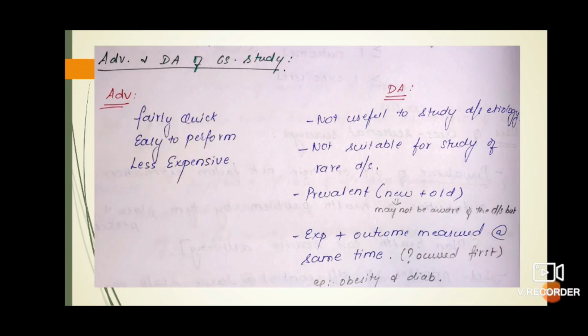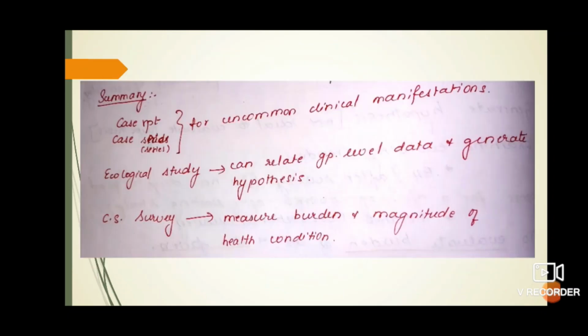That is a disadvantage. And we are measuring both exposure and outcome at the same time, and so we will not be able to find out which had occurred first and which had followed the exposure. So that is a difficulty which is faced in cross-sectional studies.